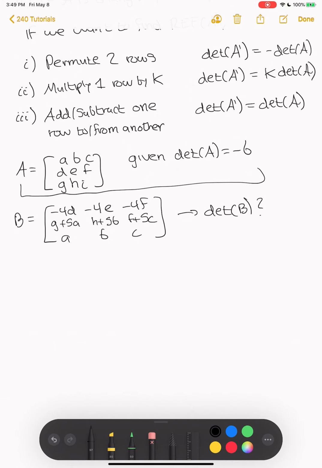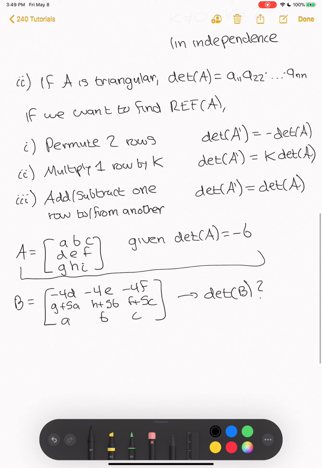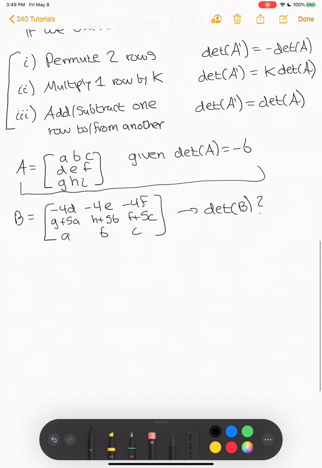So since it's arbitrary, you can't use cofactor, right? Because you don't know the numbers. But you can use these properties here and kind of work backwards to figure out what your determinant of B should be. So what we're going to do is start with A here, and then we're going to go through and perform a bunch of row operations until we pop out B.